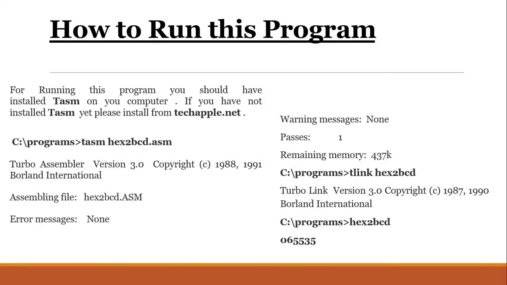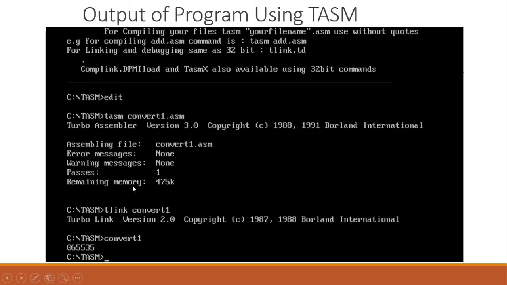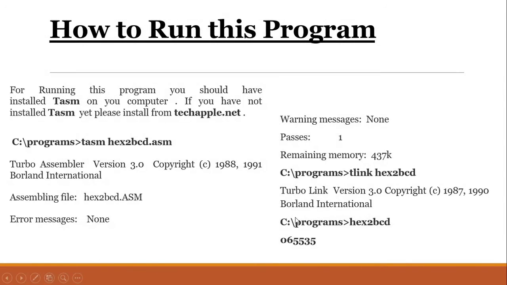These are the steps to run the program in TASM. First we write TASM hex to bcd.asm. It assembles the code. Then all errors are shown, if any. In this case there are no errors, and it passes. Then we have to link it. So we write TLINK and the file name, then it gives the output. Here the same process is applied in TASM software.